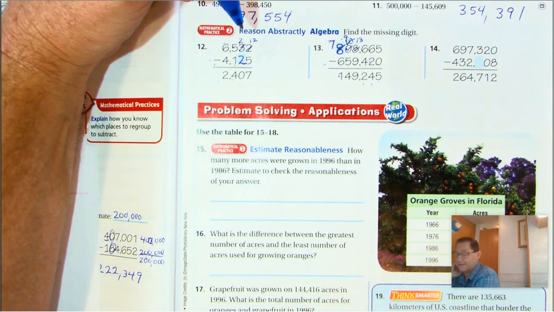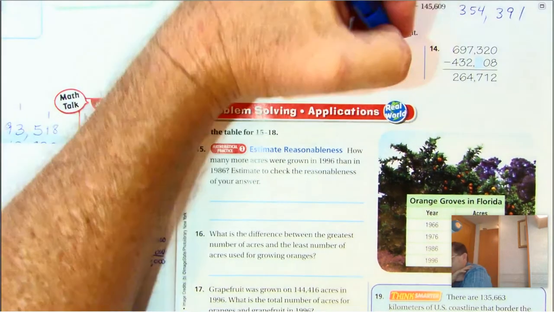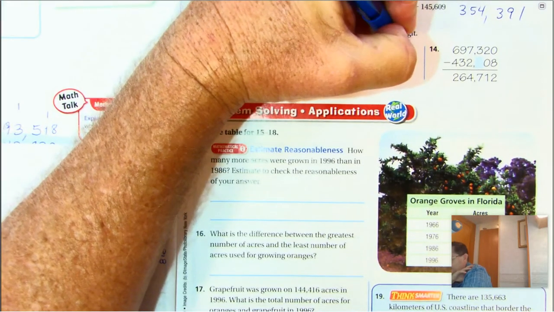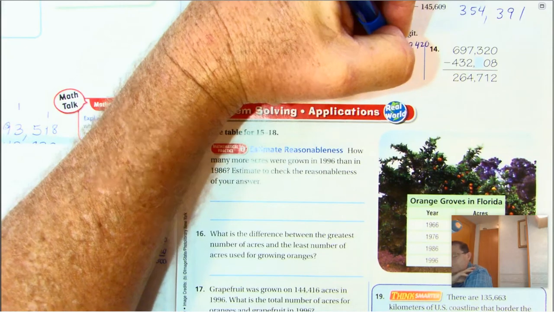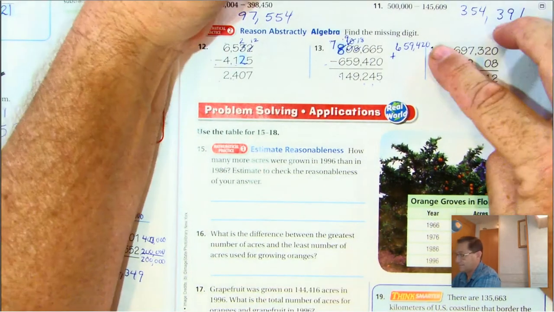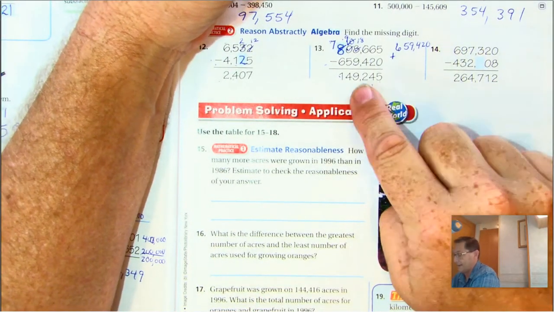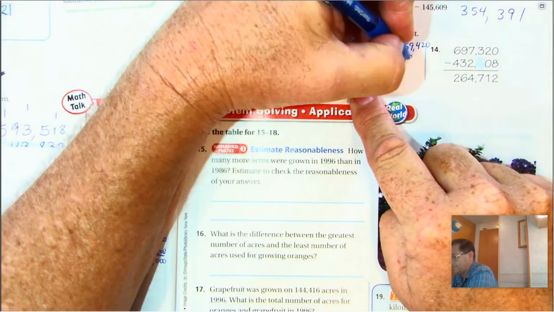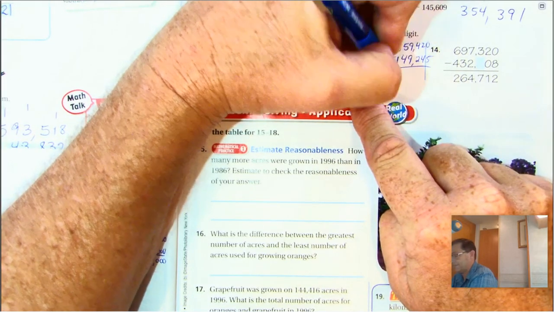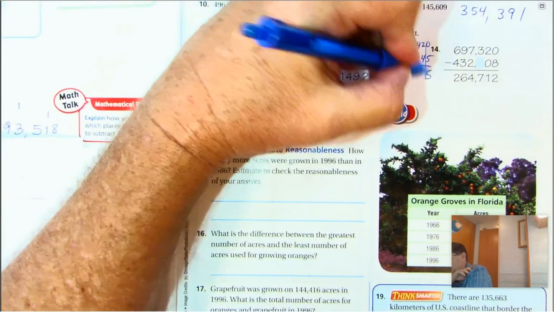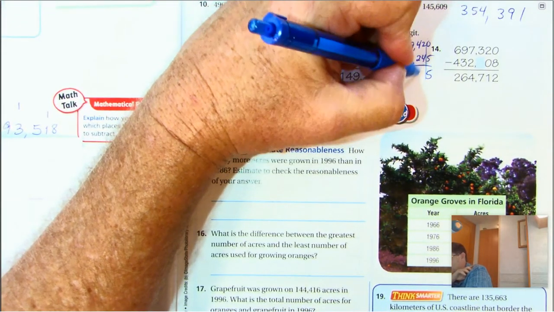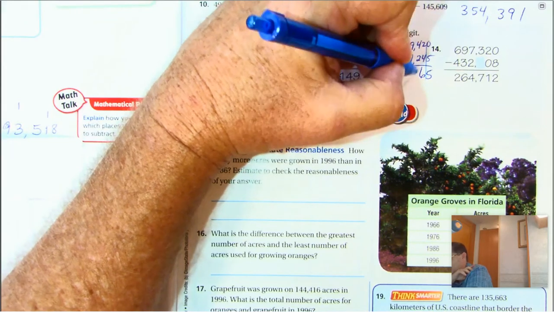So that is correct. Now, you might say, Mr. Hammond, that didn't make a whole lot of sense to me. Well, remember, we can take the number that we're subtracting and add our difference, and we should get the top number, right? So 5 and nothing is 5. 4 and 2 tens is 6 tens. 400 and 200 is 600.